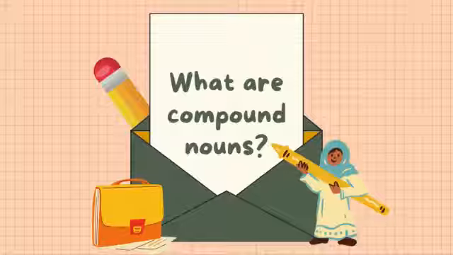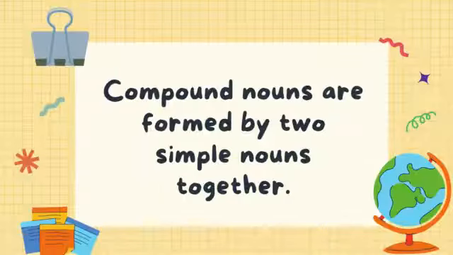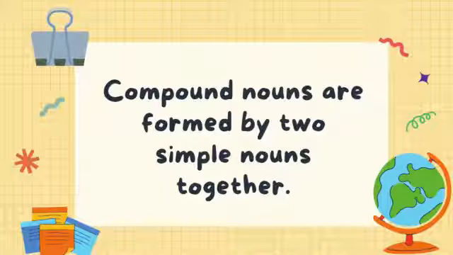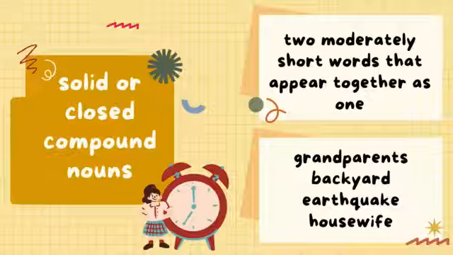So, what are compound nouns? Compound nouns are formed by two simple nouns together. There are three types of compound nouns that we will talk about. The first is the solid or closed compound nouns. These are two moderately short words that appear together as one.